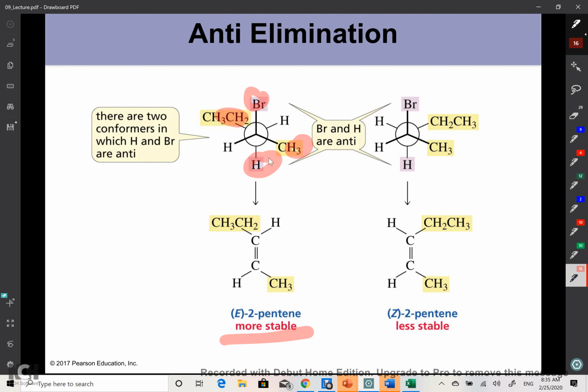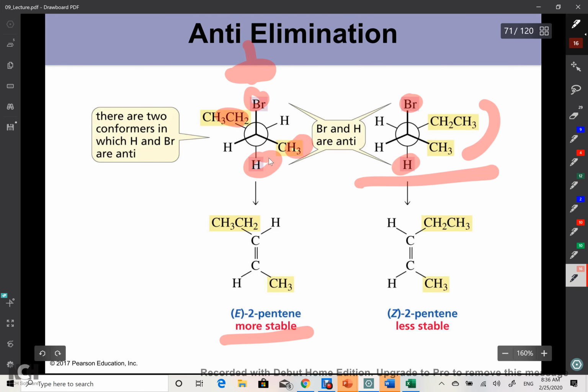If you look at the Z product, by looking at the Fischer projection or the Newman projection of the Z product, you will notice that although the leaving group and the hydrogen are anti to each other, the bulky groups will be very close to each other. They are next to each other, and that's not stable. So this is not a very stable Newman projection compared to this other Newman projection. Does that make sense? And the more stable Newman projection will lead to the formation of the more stable product, which is the E.